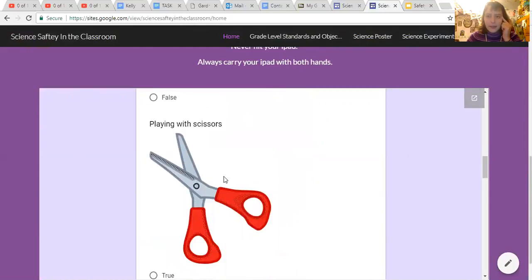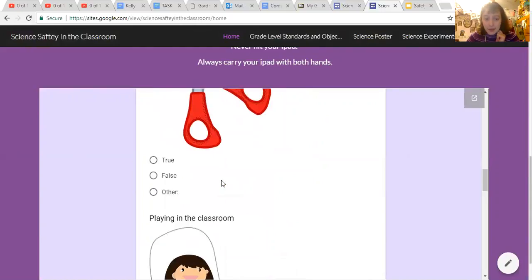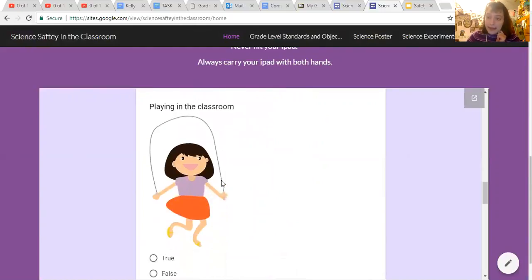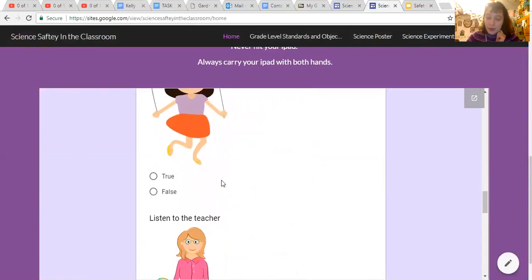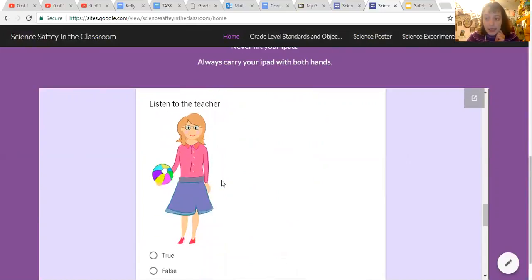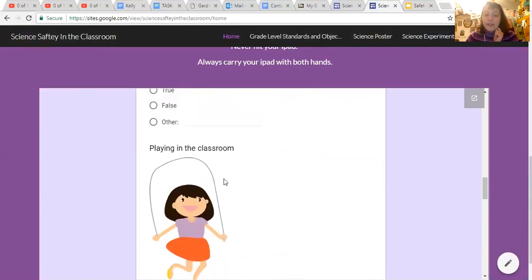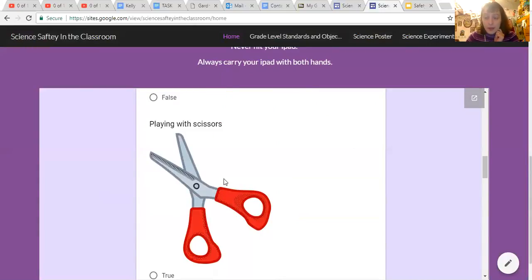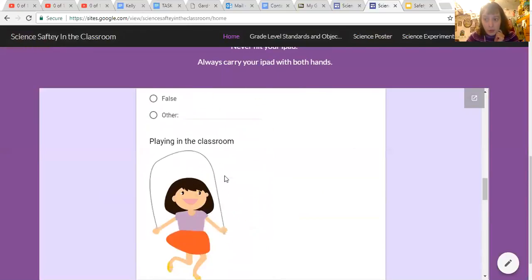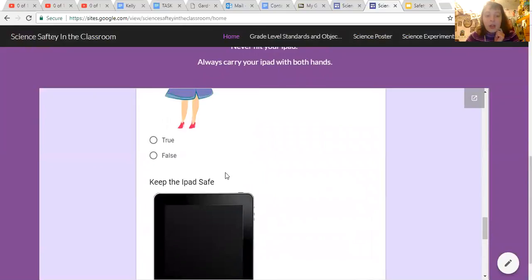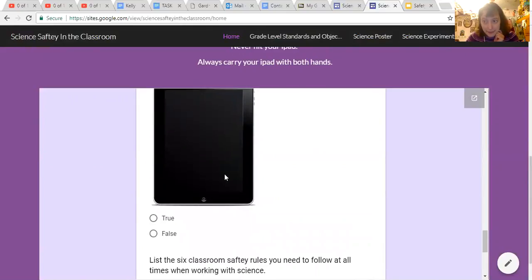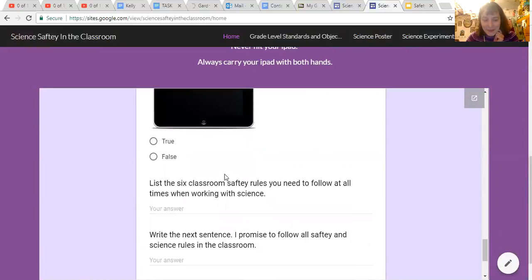Is it safe to play with scissors? Do we let you play in the classroom? Do you have to listen to your teacher? You will have to say true or false. True means it's correct, that yes, or false, no. Keep the iPad safe. You should all get this one right since we just talked about it.